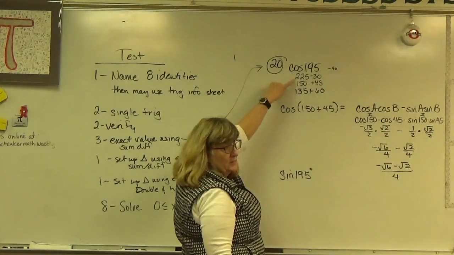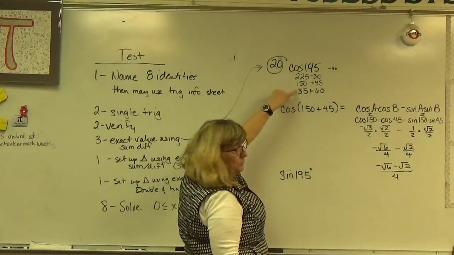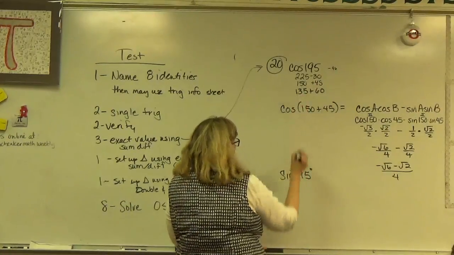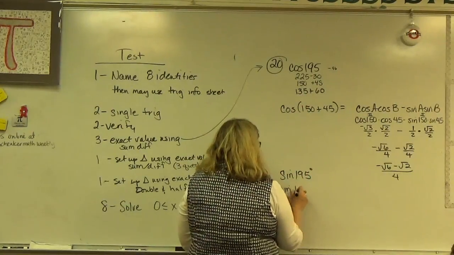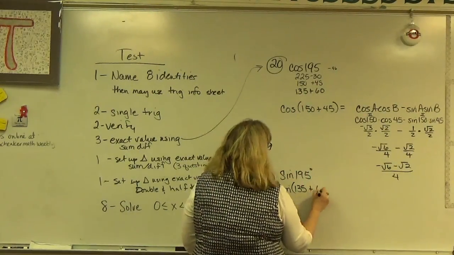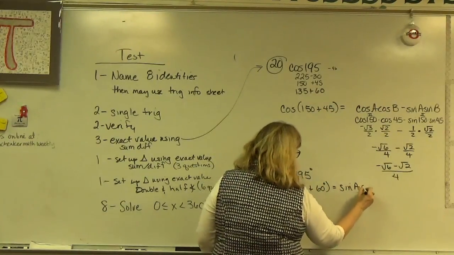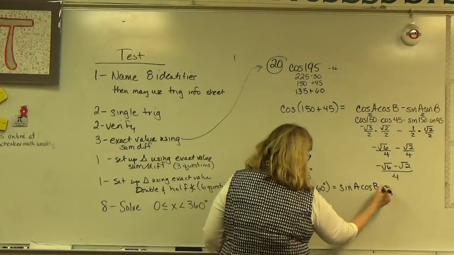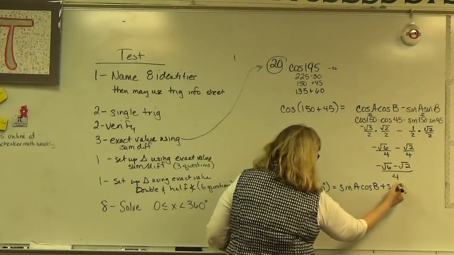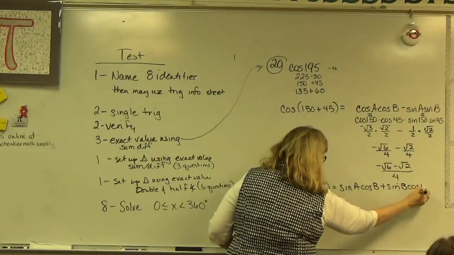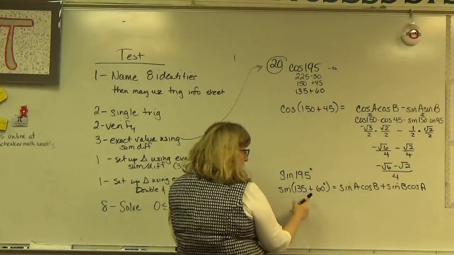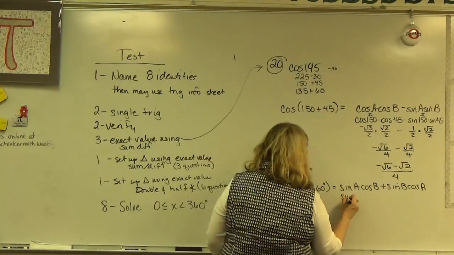So can I use one of these again? Why don't we use a different one, 135? The formula for sine of A plus B is sine of the first one, cosine of the second one, plus sine of the second one, cosine of the first one, and our A is 135 and our B is 60.